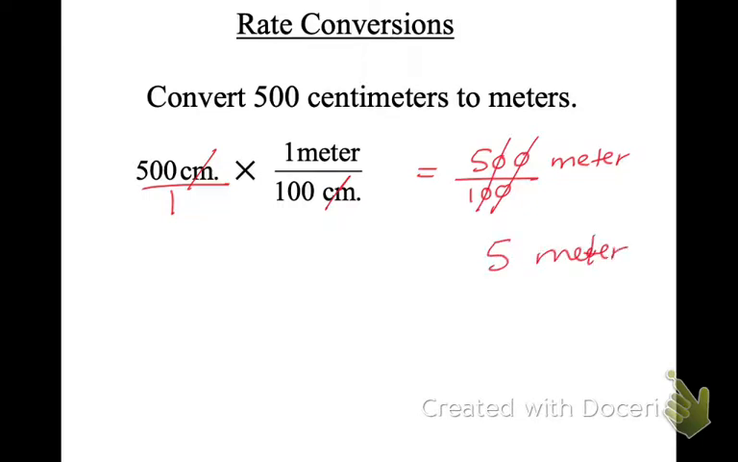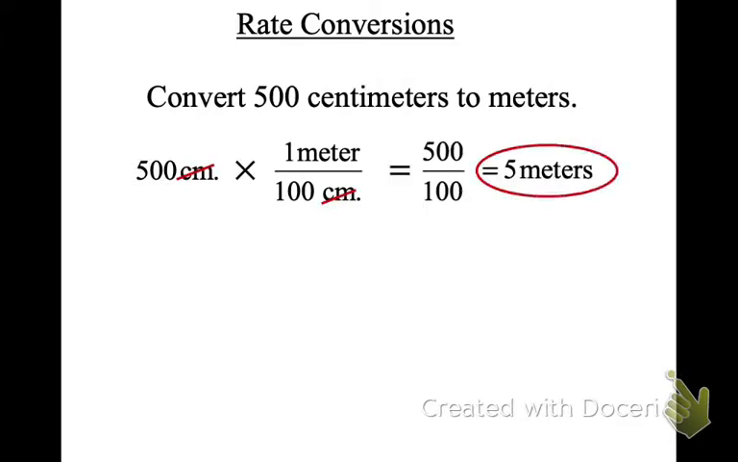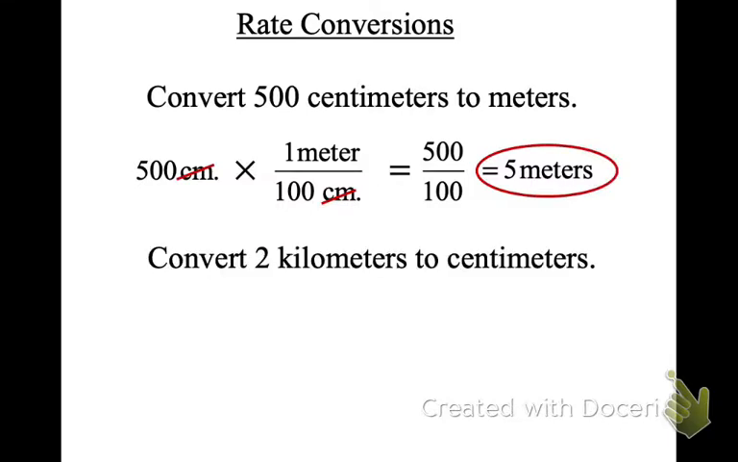So here's just using our dimensional analysis. When I'm just doing straight metric system, I guess I could do either. 1 meter is equal to 100. So if we're doing 2 kilometers, why don't you pause, and let's see if you can do this one. Try using the dimensional analysis.